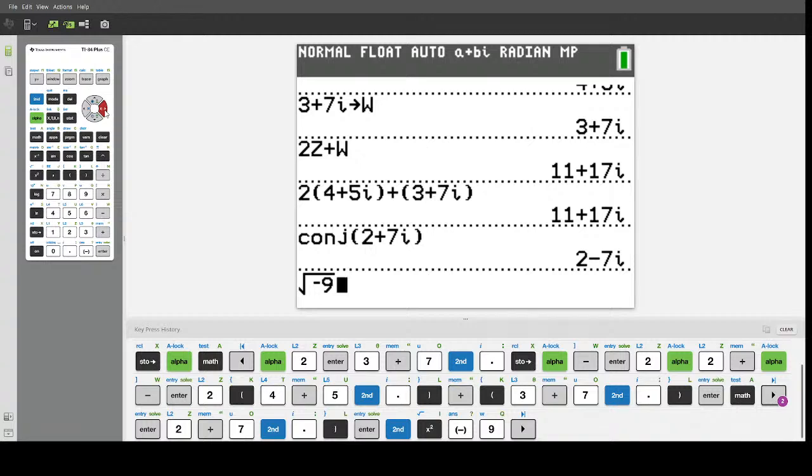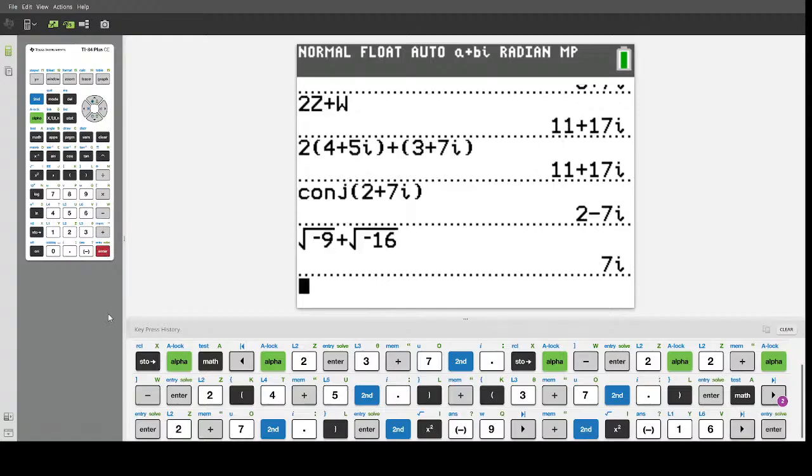Then I do plus square root of negative 16. Negative 16. And this gives me 7i. 3i plus 4i, which is 7i. If you did this in real mode, you will get an error. So that is the main reason why it's good to just put it in complex mode.